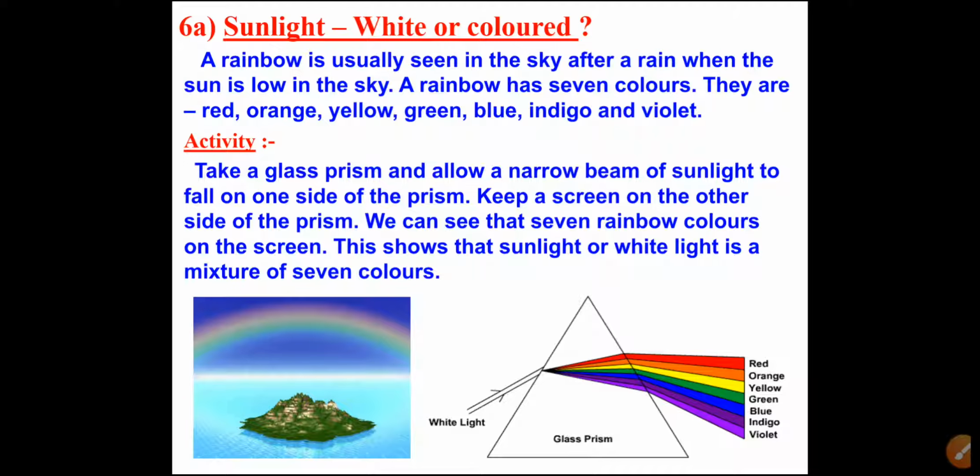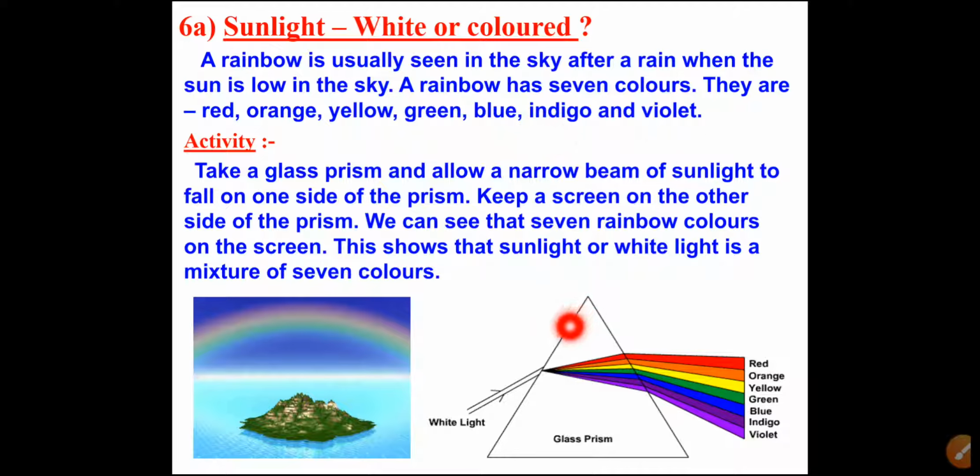The next point is sunlight, white or colored. Now see here, there may be a question. Most students do not know whether sunlight is white or colored. If you see the example of the rainbow, this one is the rainbow. The rainbow is usually seen in the sky after the rain, when the sun is low in the sky. This rainbow has 7 colors, we know that, and they are red, orange, yellow, green, blue, indigo and violet.